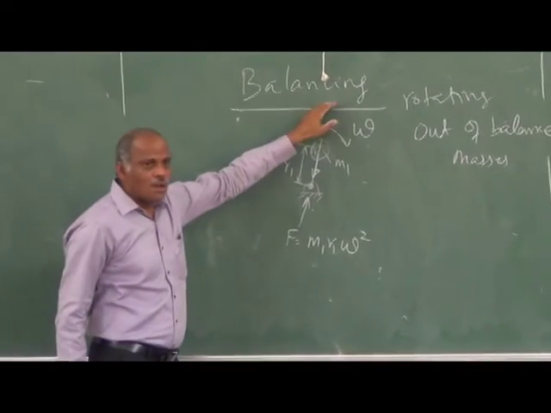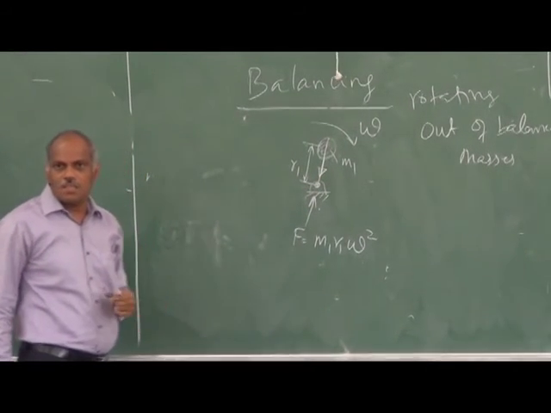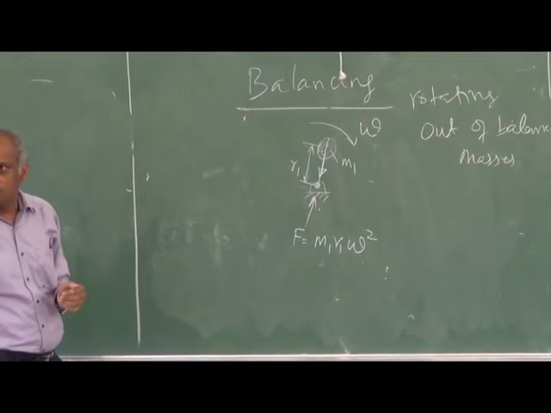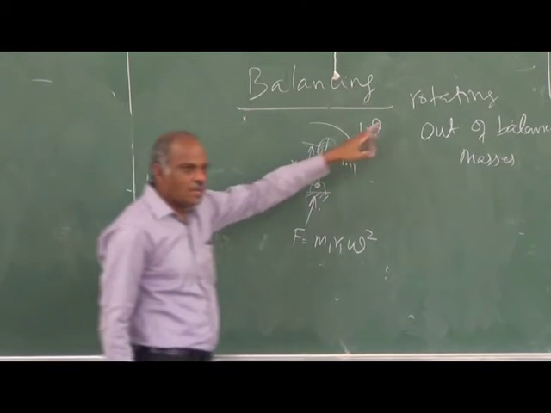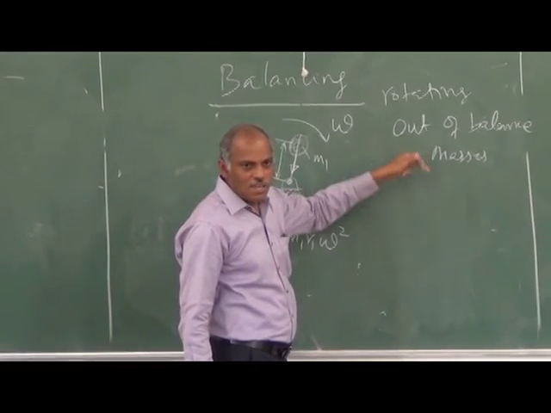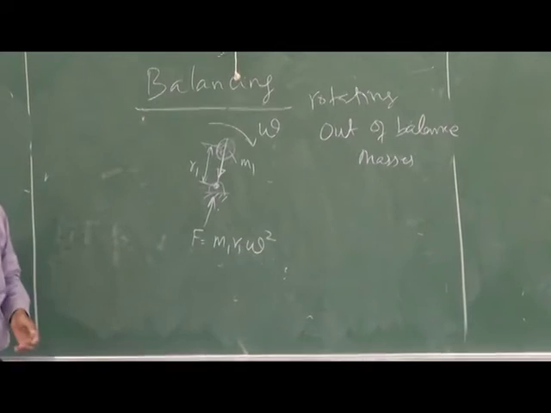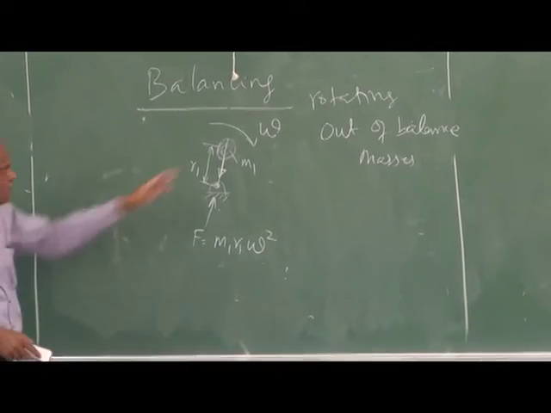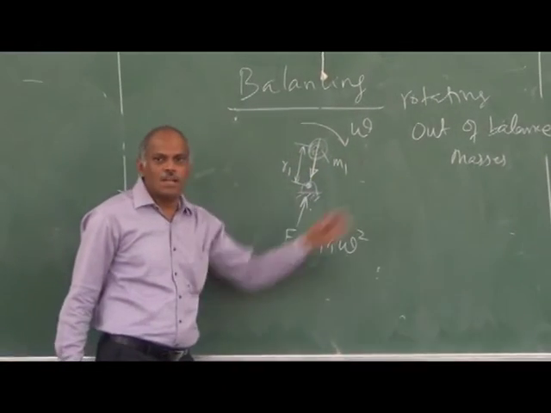We in this topic also have balancing of reciprocating masses, balancing of complexly moving masses. They need not be rotating. The next topic will be reciprocating. The other topic will be a combination of both, the complexly moving objects. Now we look at the rotating masses only.